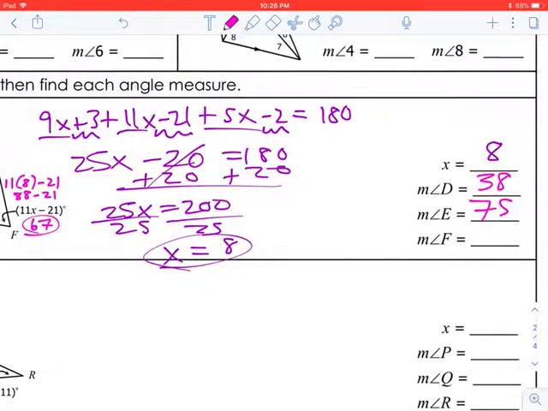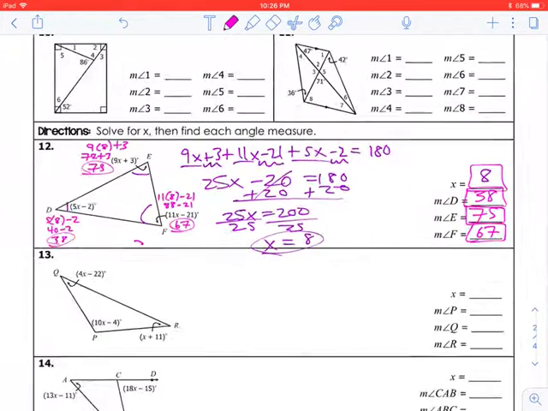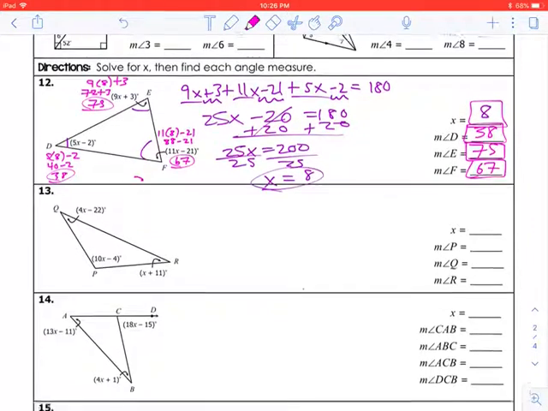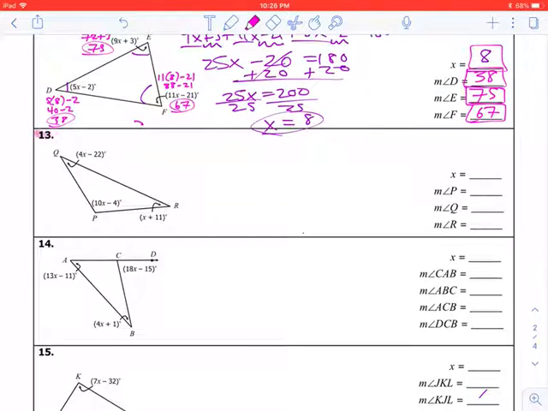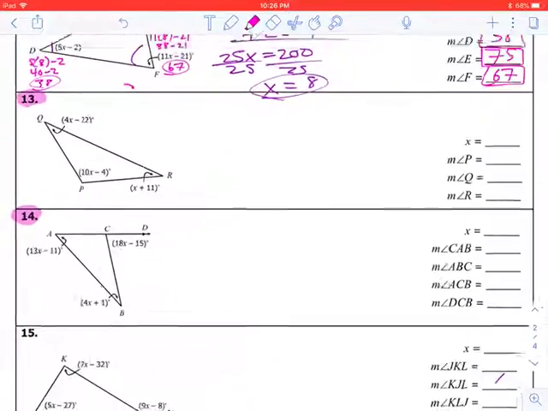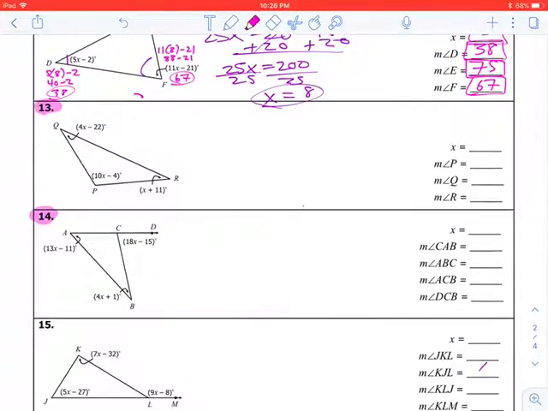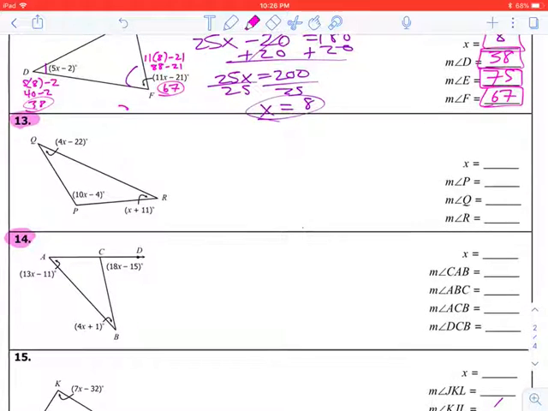Okay, so something I want you to try, and we'll talk about it tomorrow, is you're going to go ahead and try number 13 and 14. If you need to pause it real quick to solve the missing parts, you can go ahead and pause it, write those down, whatever you need to do, and we'll talk about those tomorrow on Zoom, and then we'll have some kind of knowledge check.